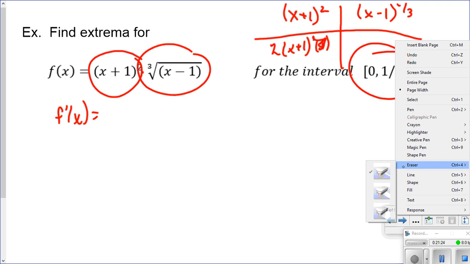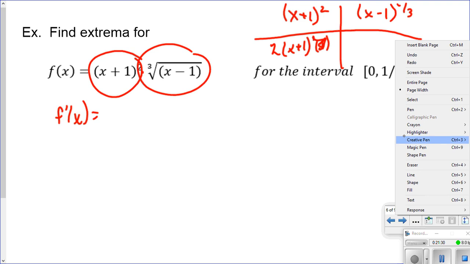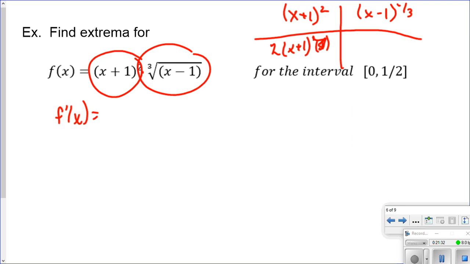Let me erase just to give me some space here. This one's going to be a little bit more challenging. Again, this is before the March break. So this is 1/3 x minus 1 to the negative 2/3. Now don't forget to take the derivative of that. It's just 1. Okay, that's fine, but we can leave it like that.